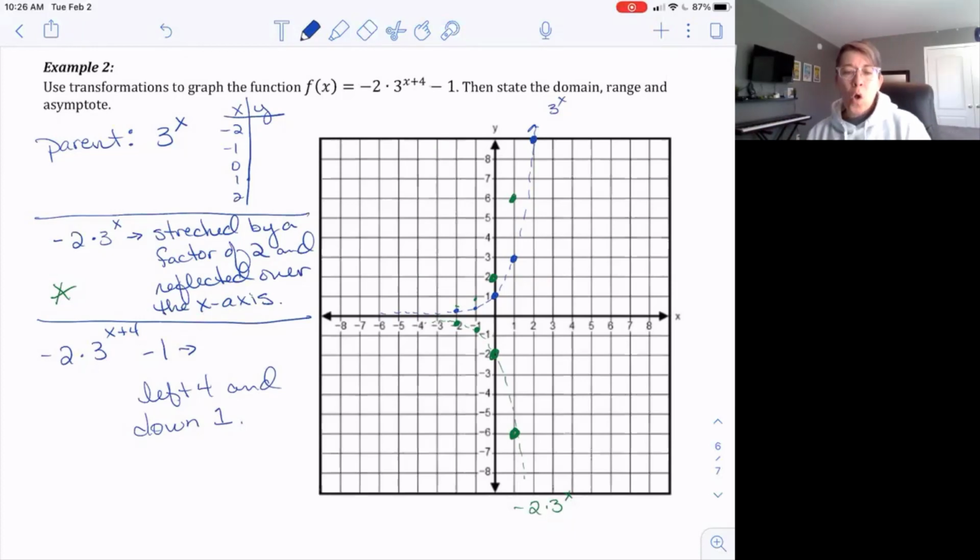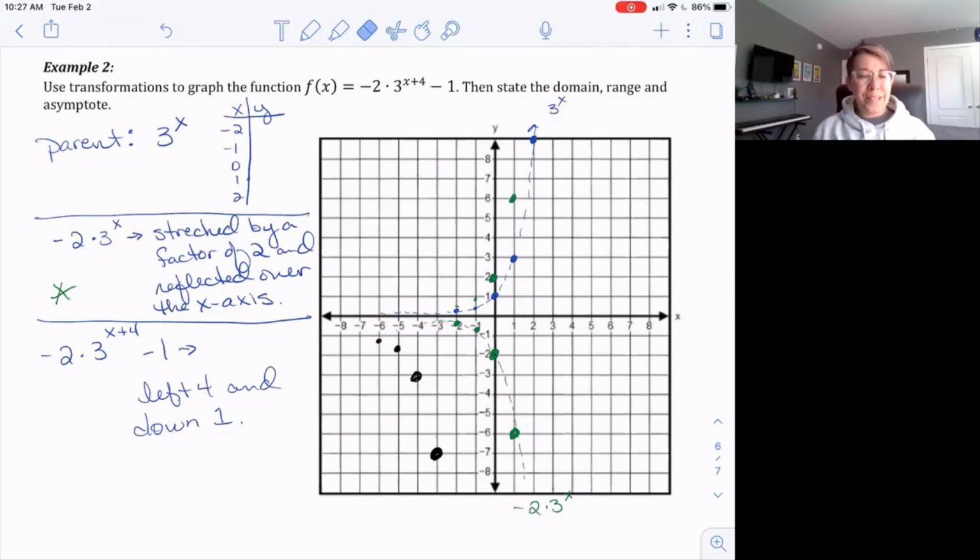So we're going to take all of those values in green, and we're going to shift each of those points left 4 and down 1. So over here at 1, -6, we're going to go left 4 and down 1. Try to make that dot big there. 0, -2, we're going to go left 4 and down 1. Negative 2/3, left 4 and down 1, and a negative 2/9, 1, 2, 3, 4, and down 1.